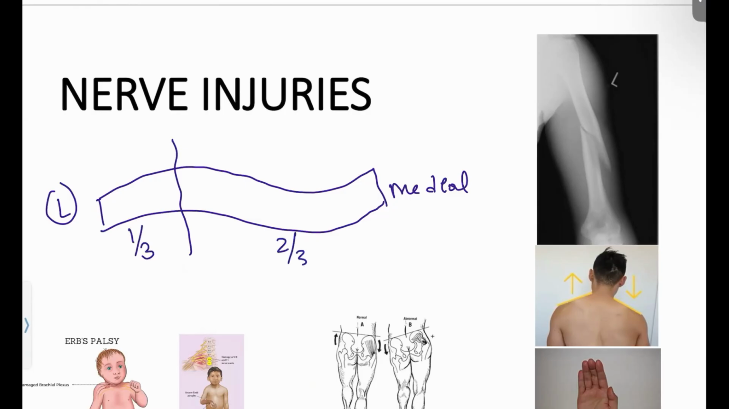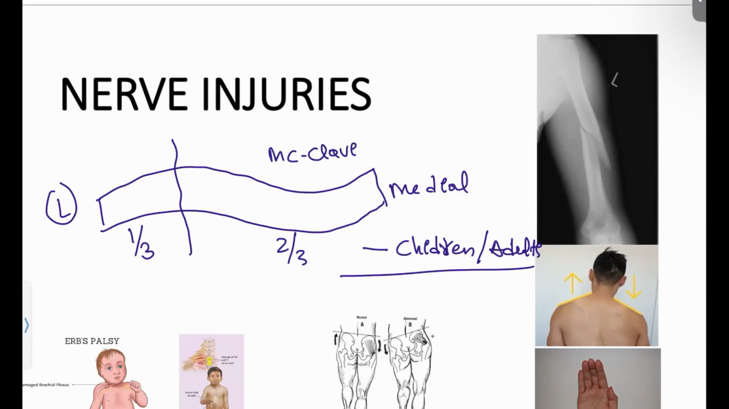This is the common fracture seen in children, and it is also a common fracture seen in adults. So overall, the most common is the clavicle fracture only. This is the thing that you have to remember.